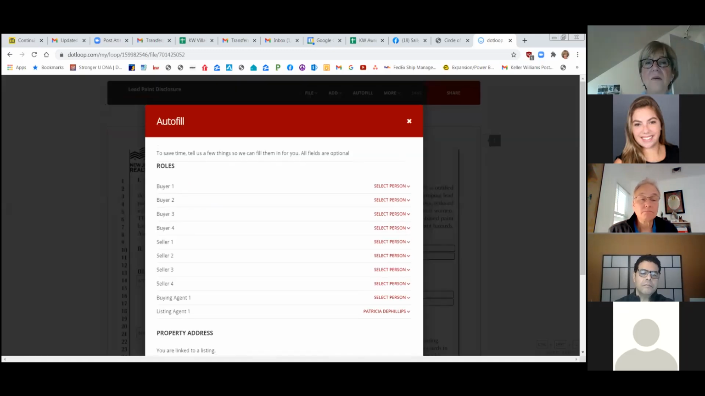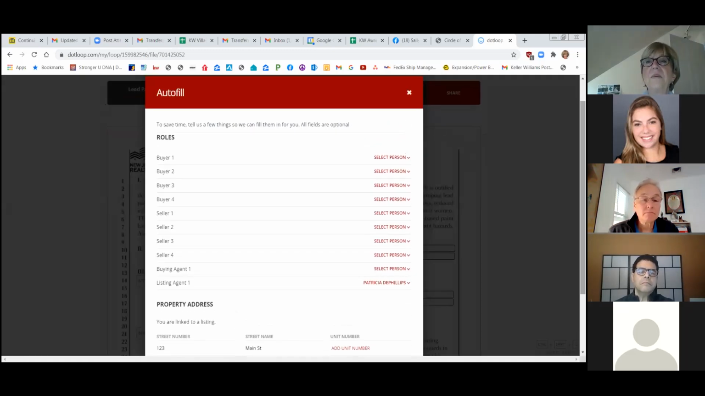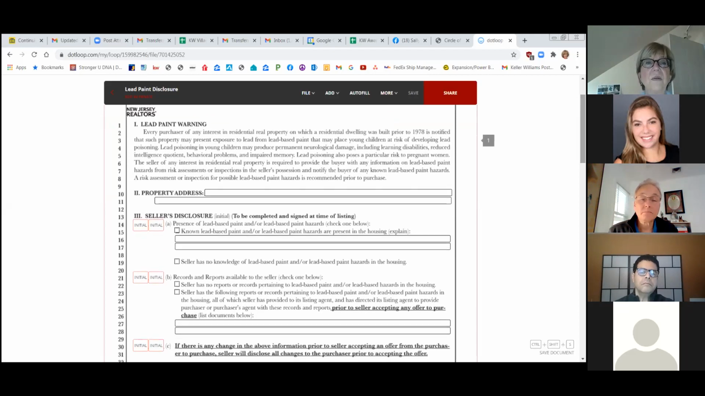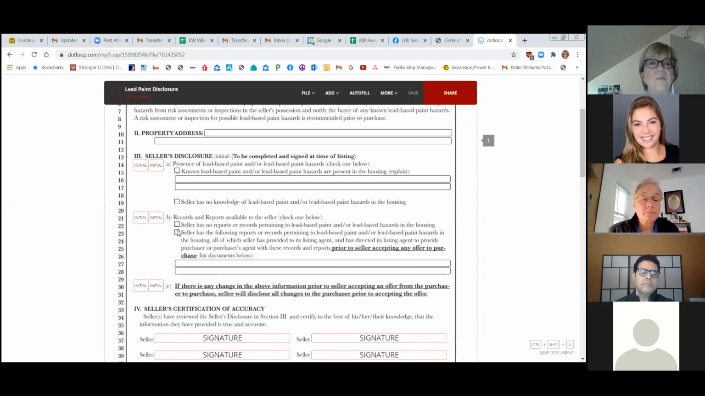Lead paint disclosure. So this has to be filled out if the house was built before 1978, which is when they outlawed lead paint. On this, they're going to fill in the property address. And then you'll notice that there are 3 parts here, A, B, and C. The seller has to initial each one, A, B, C.